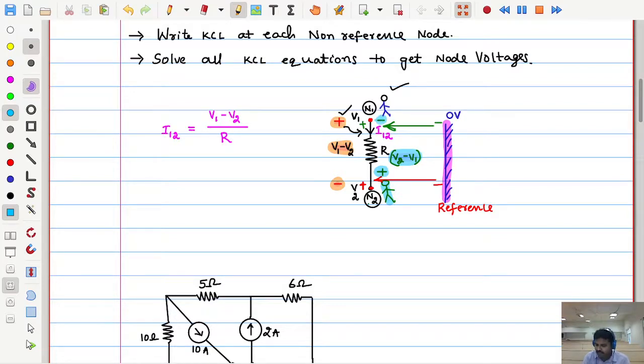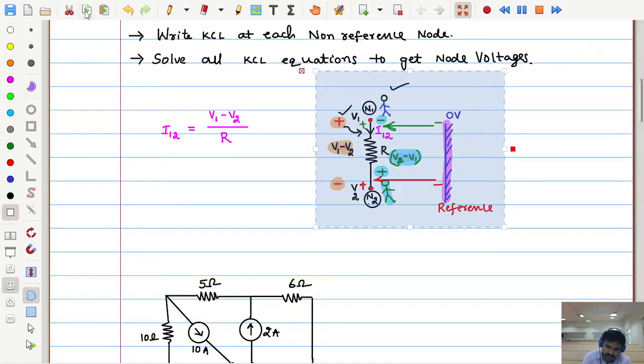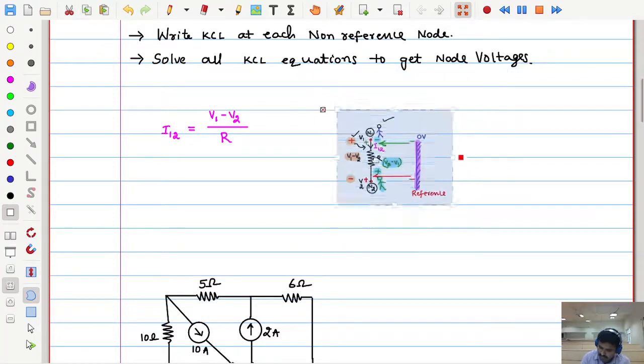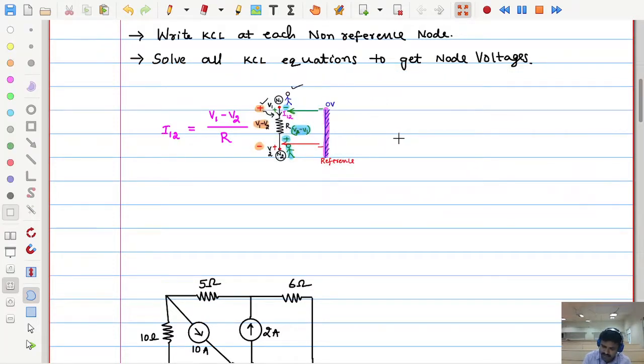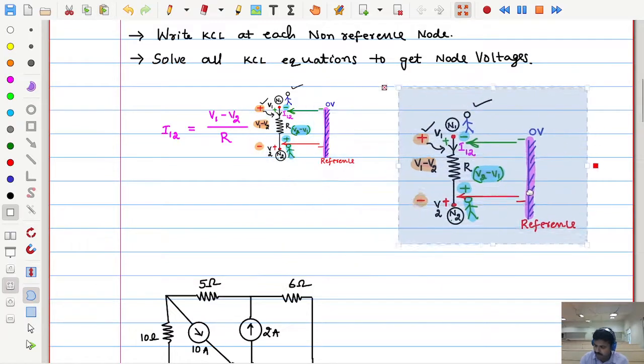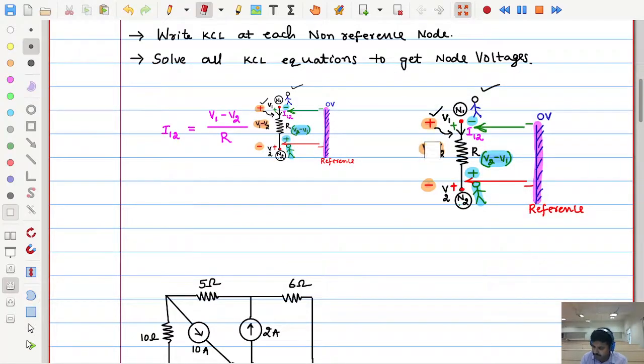Let us forget the remaining things. If you want, let me take the different scenario in this way. So this person's analysis is already completed. Now let me take the second person's perspective. Just let me remove these things.